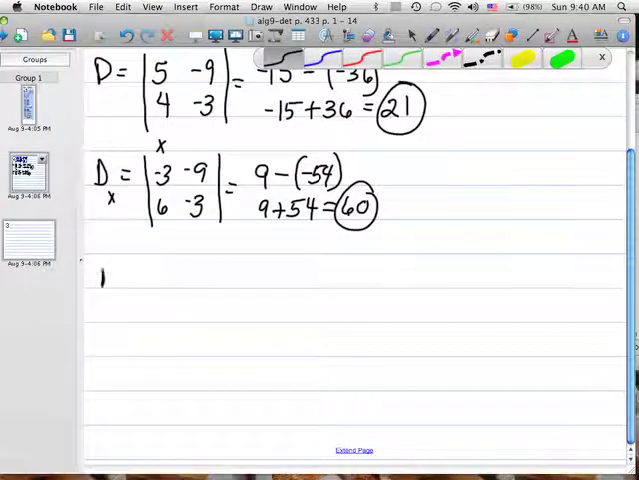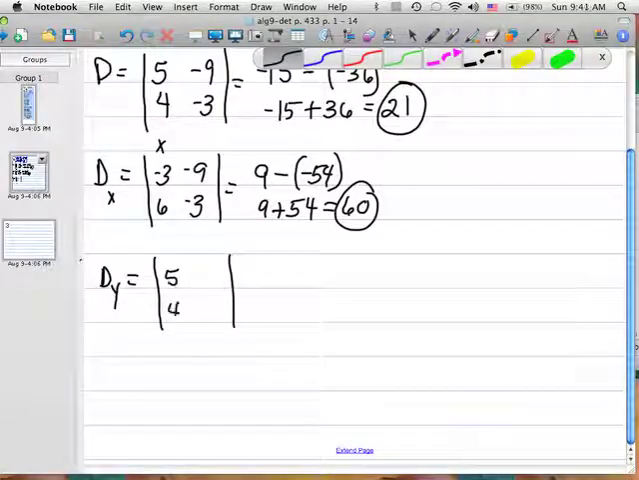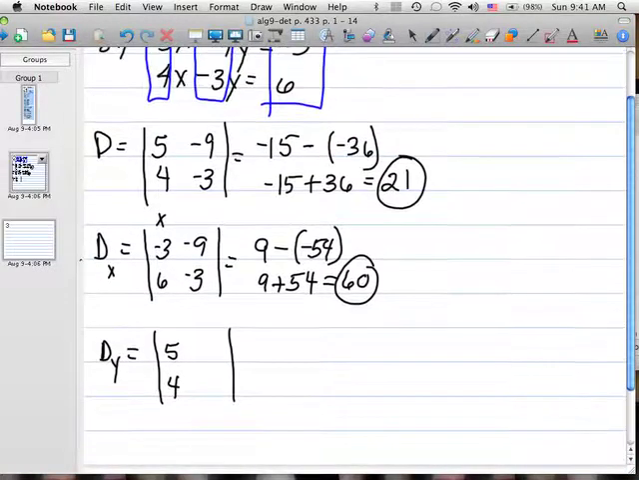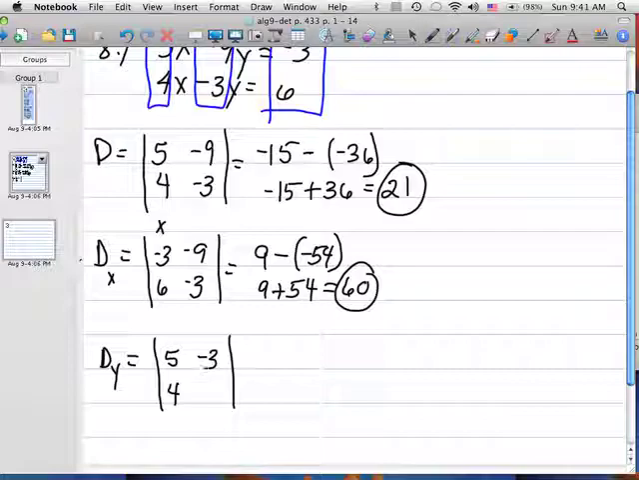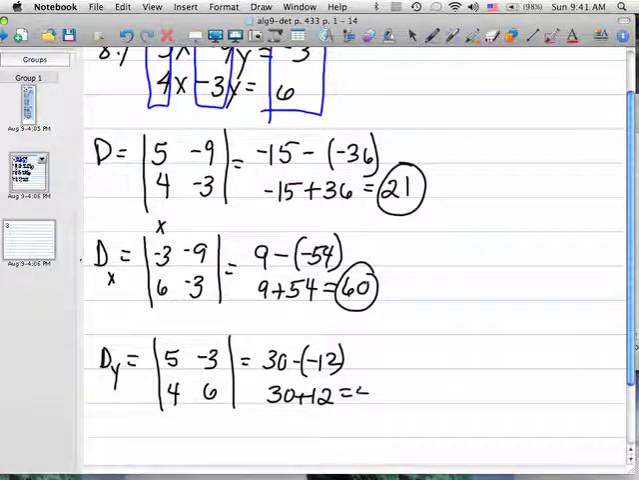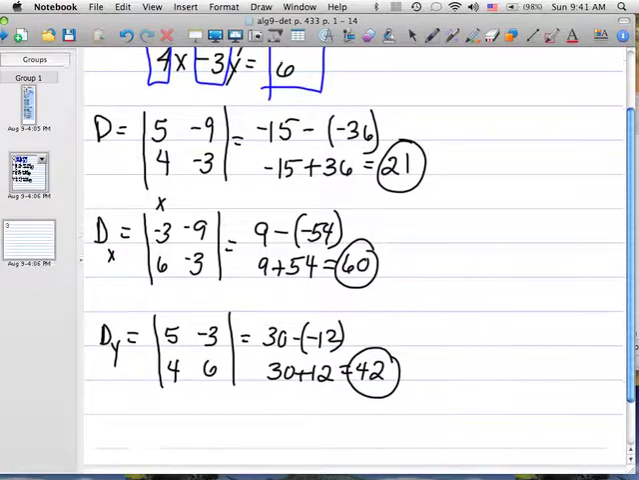And the determinant for y: leave the x value alone since I'm looking for y, and I put the constants, -3, 6, in the y column. Do the multiplication, 5 times 6 is 30, minus -3 times 4, which is -12. So that's 30 plus 12, which gives me 42. So my values for x and y.